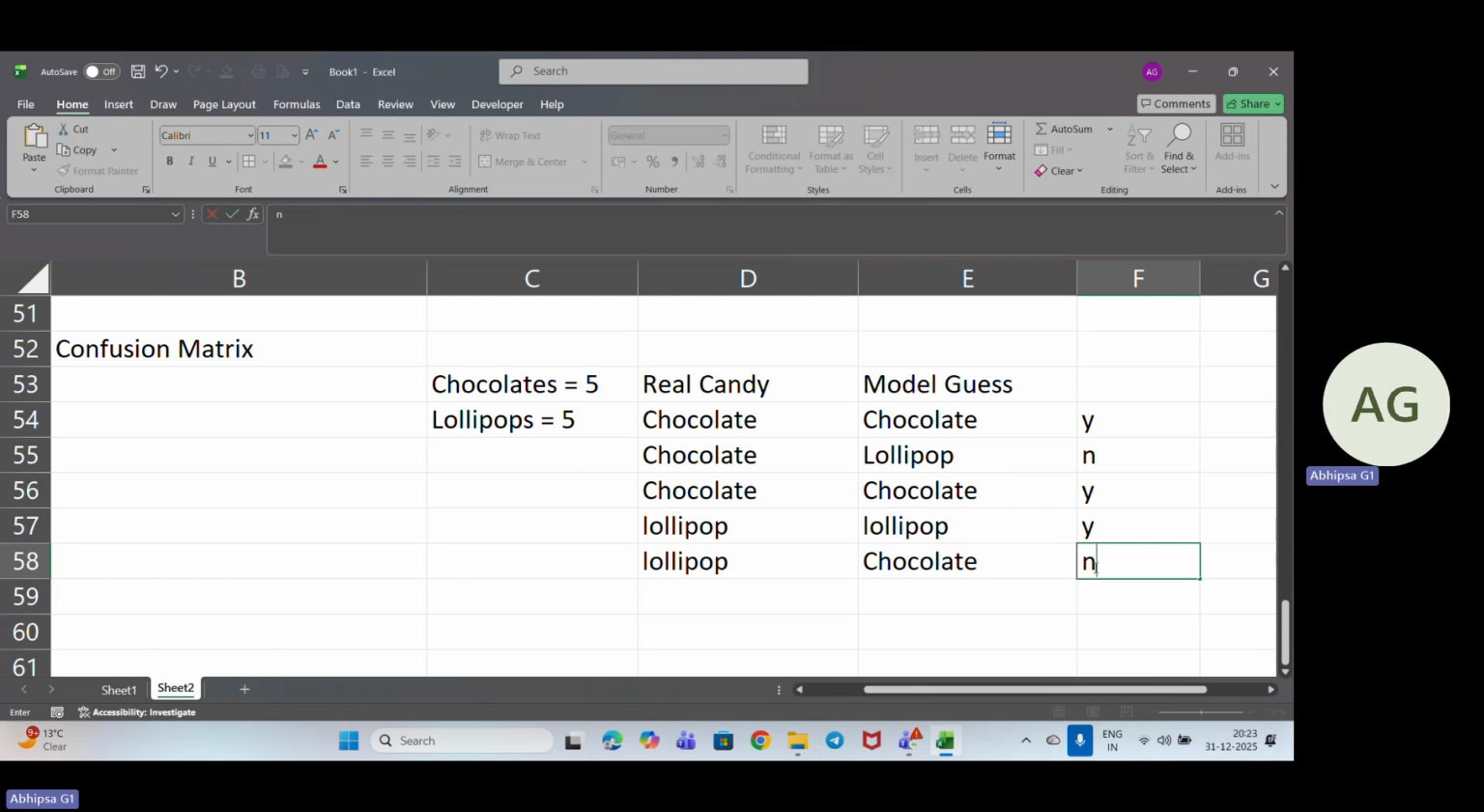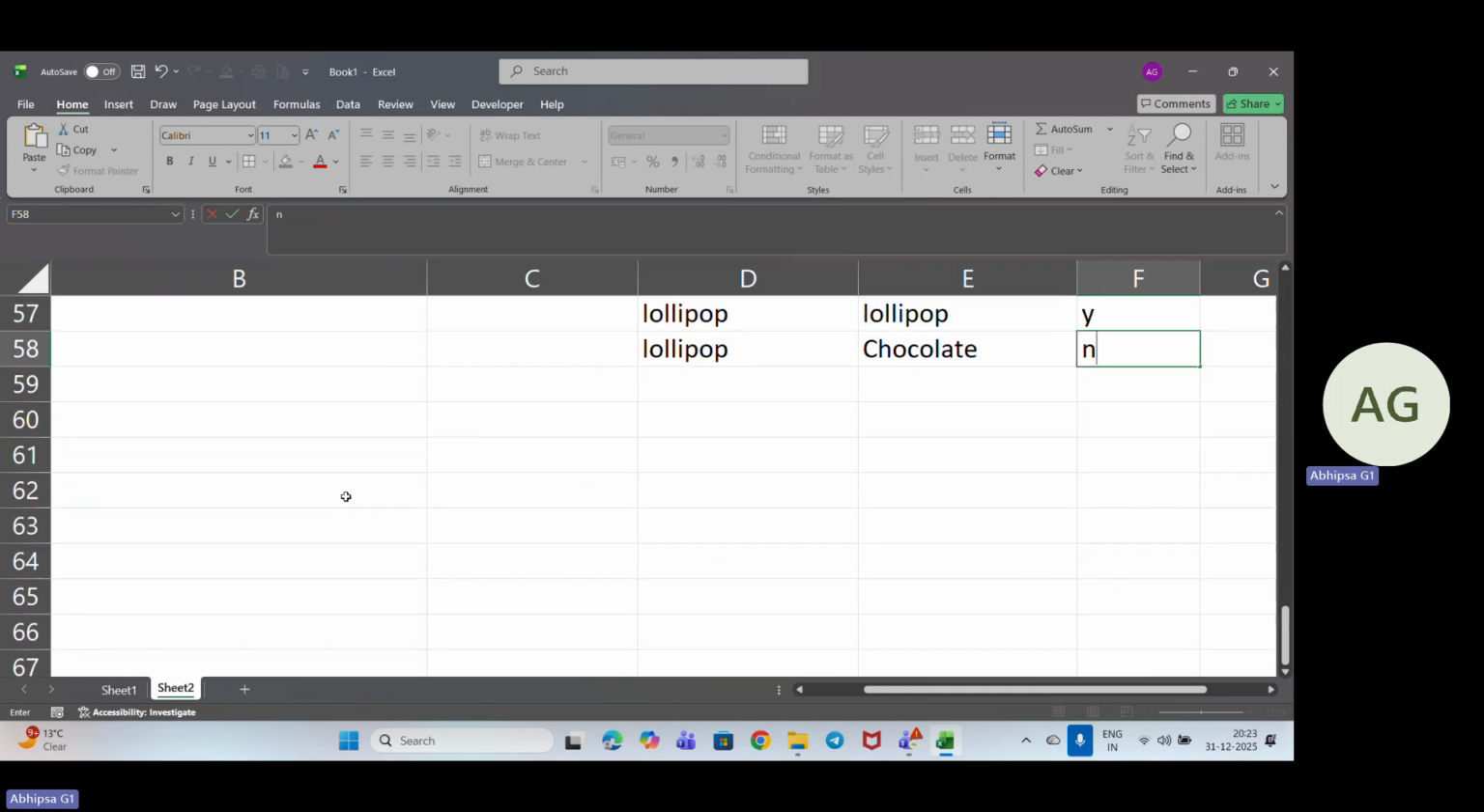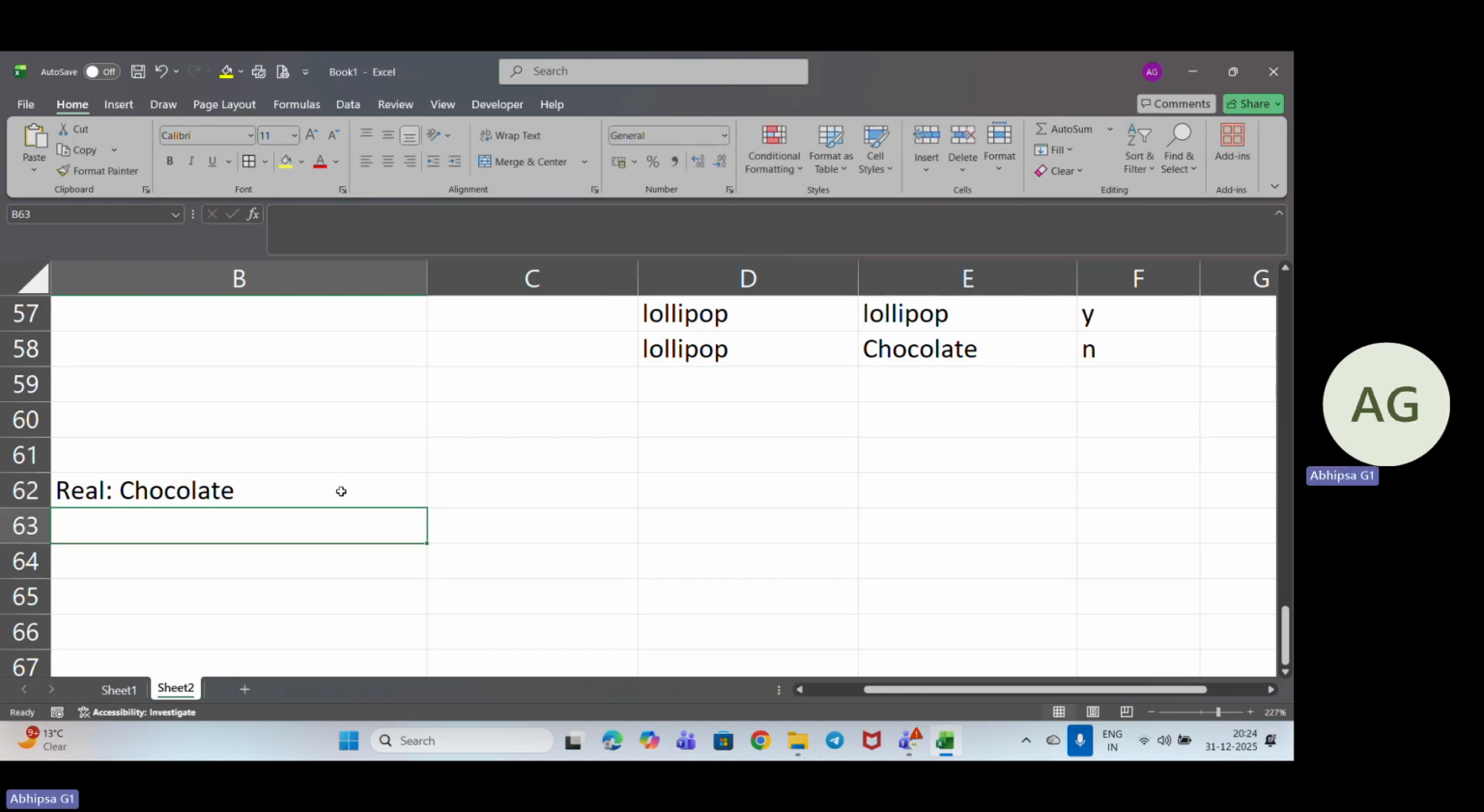Okay. Now based on this data, we will be drawing a confusion matrix. The confusion matrix is exactly a two by two, two rows and two columns, for binary classification. The two groups are in the rows and columns: the real candy and the model's guess. So how will we take it? We will show it then. The first one is the real, that is chocolate, and then we have real.